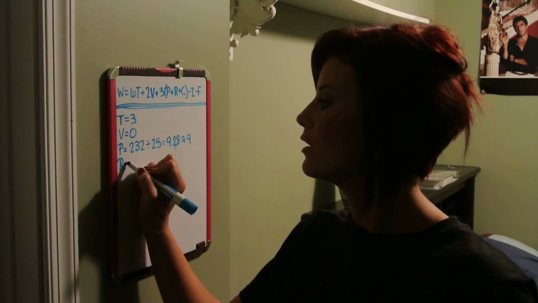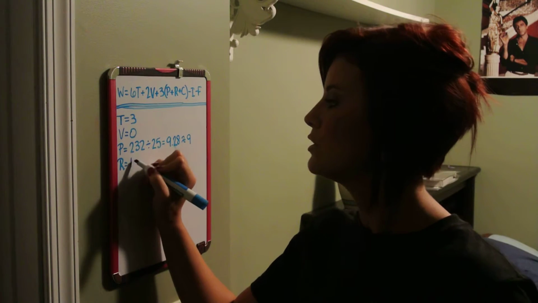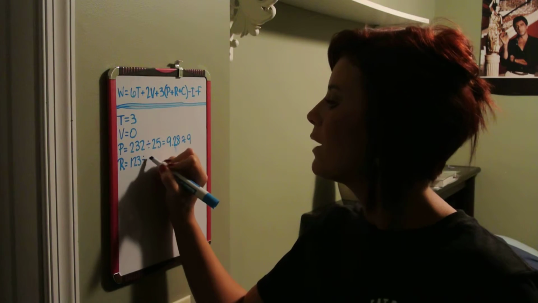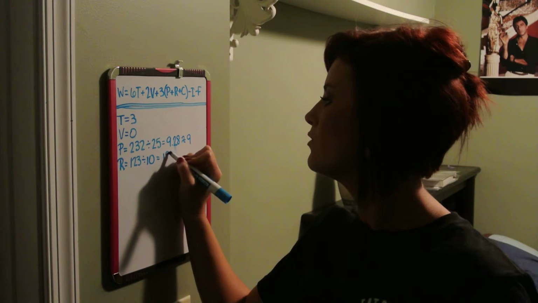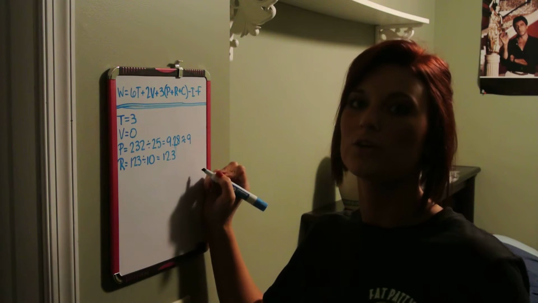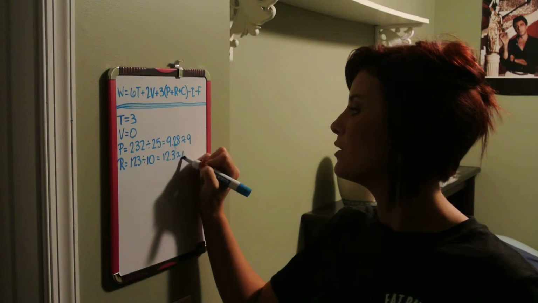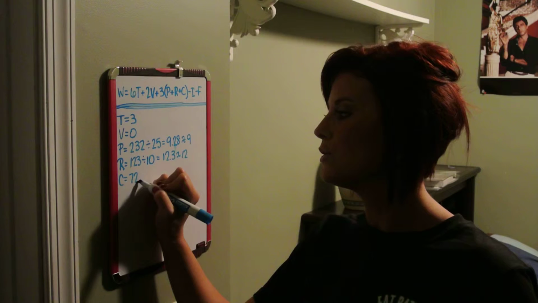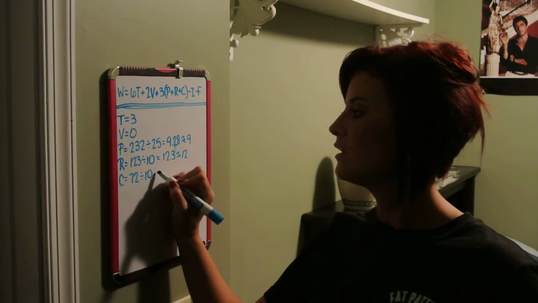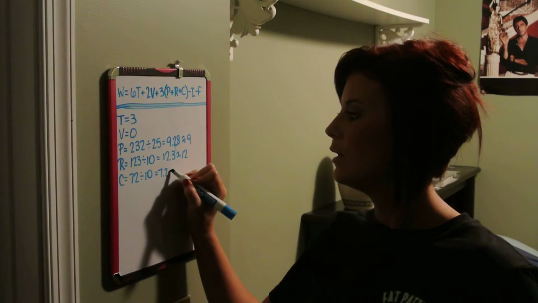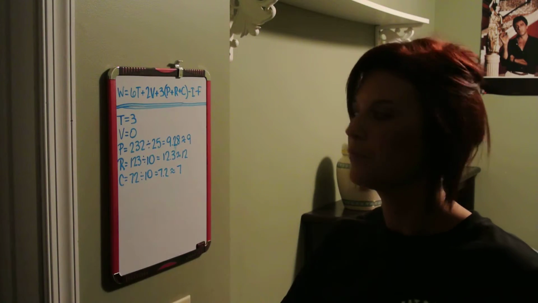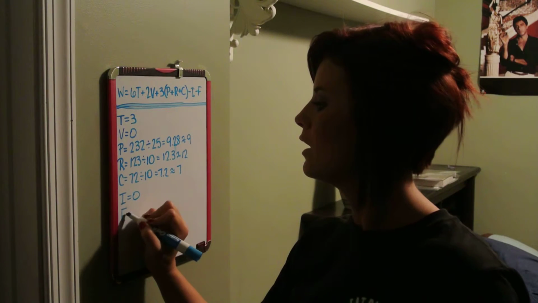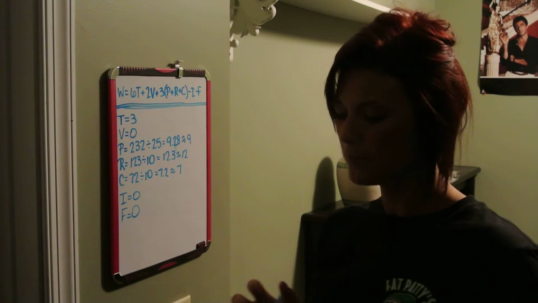Then for your R, they had 123 rushing yards. So you're going to divide that by 10, and you're going to get 12.3. But once again, you're going to round to the nearest whole number, so it's just going to be a 12. For receiving yards, they had 72. Divide that by 10, you get 7.2. But whole number, you get a 7. They had 0 interceptions and 0 fumbles lost.